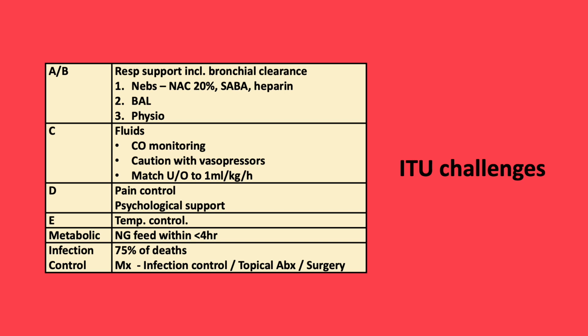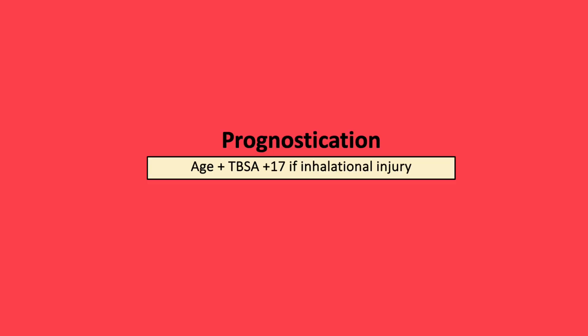Infection control. The main cause of death in patients with severe burns is due to infection, and therefore infection control, topical antibiotics and surgical indications are essential. Prognostication is based on the following formula: age plus total body surface area plus 17 if inhalational injuries are present.